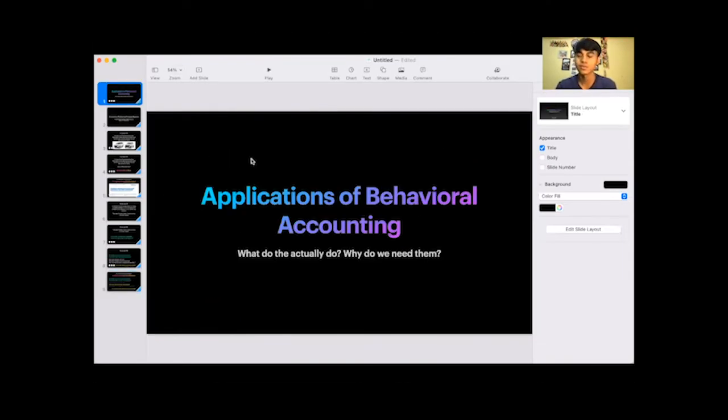As we know, usually we only do the numbers, and right now there is a new branch in accounting in order to analyze the behavior within accounting itself. And it is a very interesting topic to dwell on.